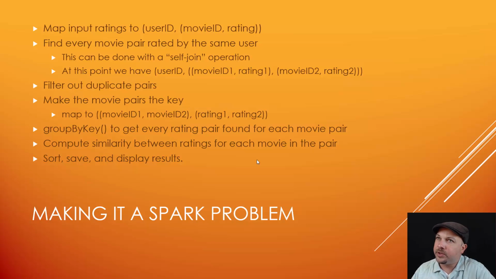So here's the approach. We're going to start by mapping the input ratings data set into this structure here, where we have a key of user ID and a tuple for the value of movie ID and rating. So we have these movie rating pairs associated with every user. So for every movie viewed by a user, we're going to have that movie and the rating for that user.